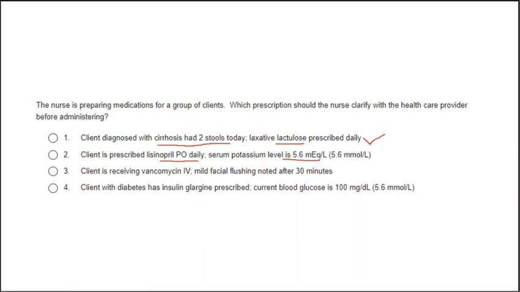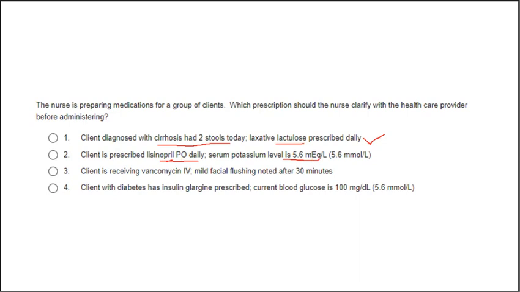Okay, remember we talked about our prils. So what does your pril remind you? An ACE inhibitor. And we said one adverse effect that these ACE inhibitors can cause would be hyperkalemia, especially in the presence of renal insufficiency. So we'll need to clarify with the healthcare provider before we administer this medication.